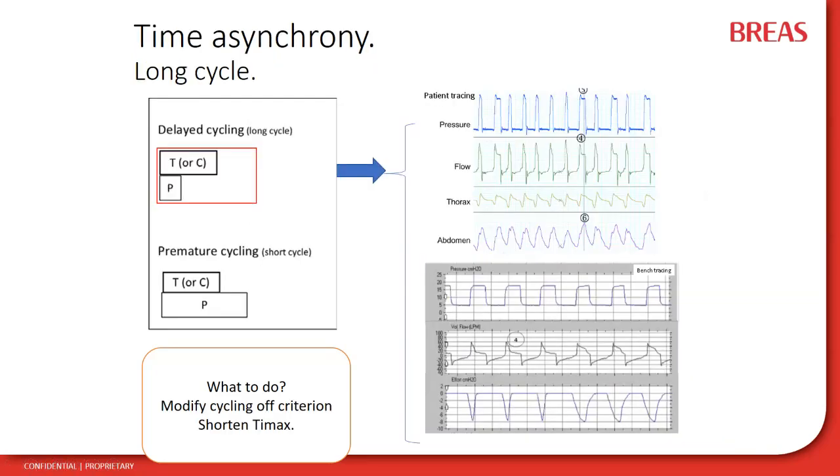And I'm finishing with the last two asynchronies. Time asynchronies, long cycle. Long cycle, or delayed cycling, is produced when the cycle in the ventilator is longer than the patient effort. You can see here, remember when I was speaking about the difference in controlled and assisted cycles.